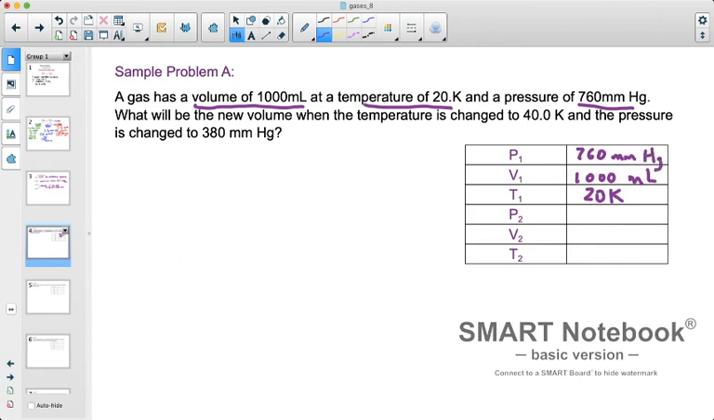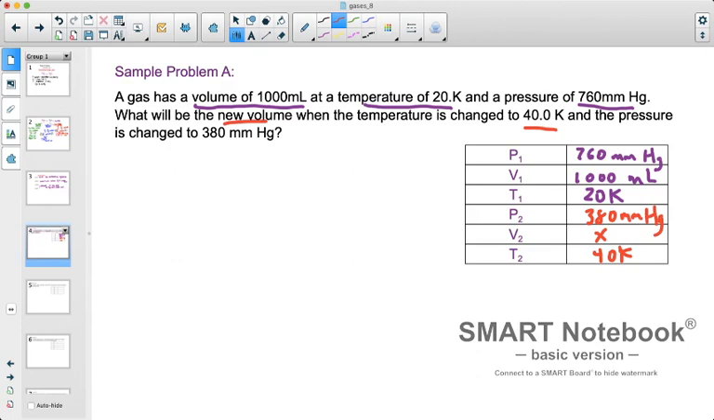Okay, what will the new volume be? So there's the question. They're asking for the volume. So my volume 2, or my new volume, is going to be my unknown. When they have the temperature of 40 Kelvin, and the pressure specifically of 380 millimeters of mercury. So I just read the problem, I put the optional chart together.